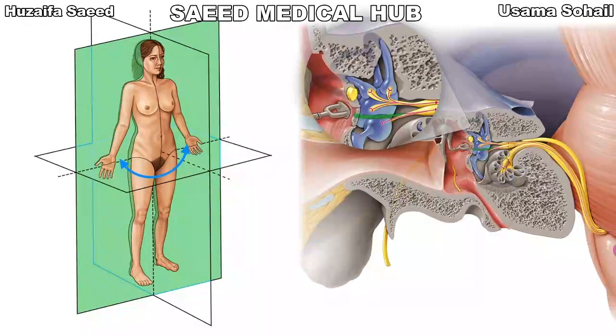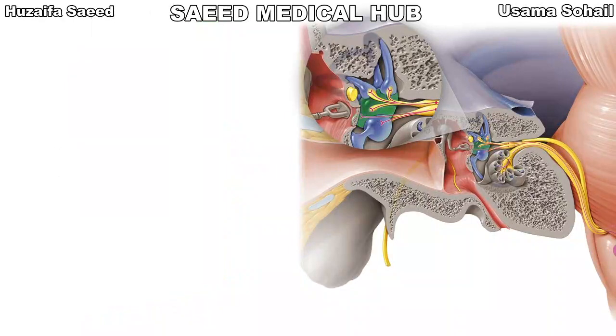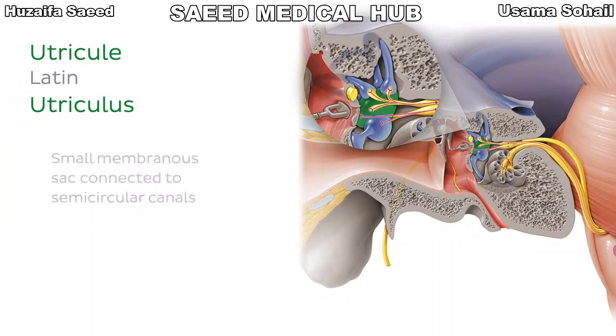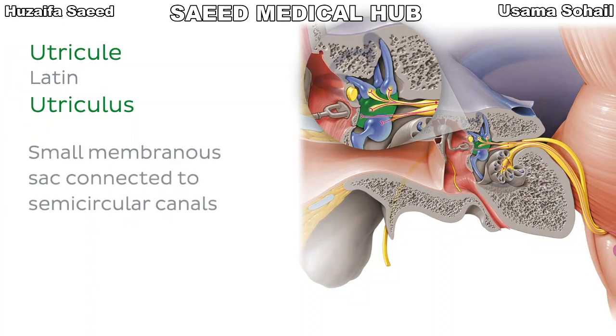So now that we've finished talking about the rotation in various planes, let's talk now about how we can perceive linear acceleration. Let's begin, of course, with the utricle, and you can see it highlighted in green on our image. The utricle is a small membranous sac within the inner ear connected to the semicircular canals, and it's also the region that detects changes in linear acceleration in the horizontal plane, and that means that it can tell whether we are moving forwards, backwards, or sideways.